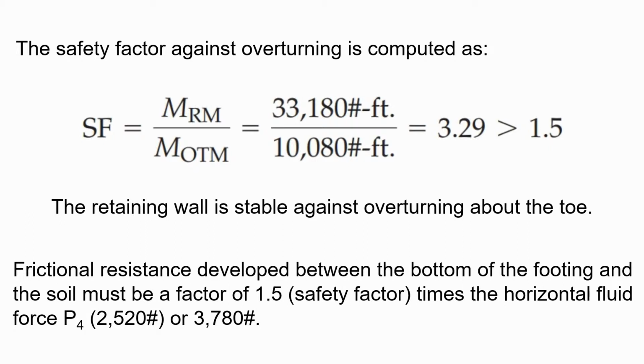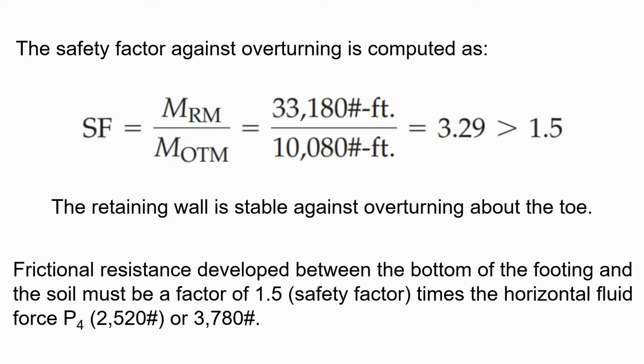Now that we have our two moments, we can calculate the safety factor against overturning. We take the righting moment of 33,180 pounds per foot and divide it by the moment about the toe A, 10,080 pounds per foot, which brings us a factor of 3.29. This number is greater than 1.5, which means the retaining wall is stable against overturning about the toe.